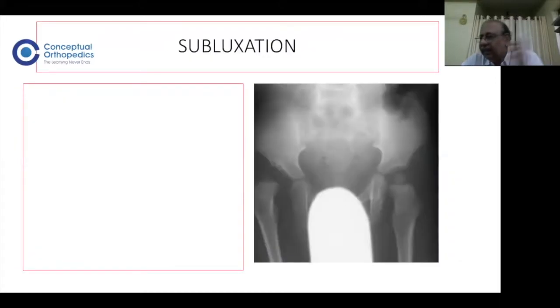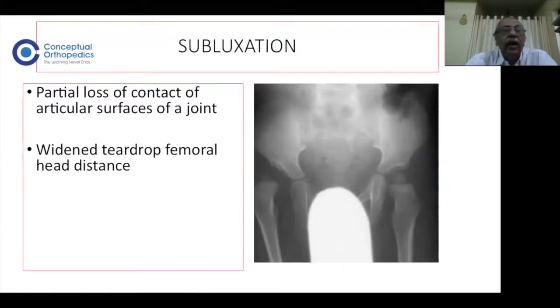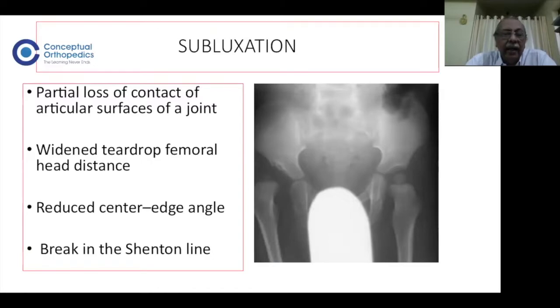While a subluxation means there is partial loss of contact between the articular surfaces, and there will be a widened teardrop femoral head distance and reduced central head angle. There will be a break in Shenton's line.